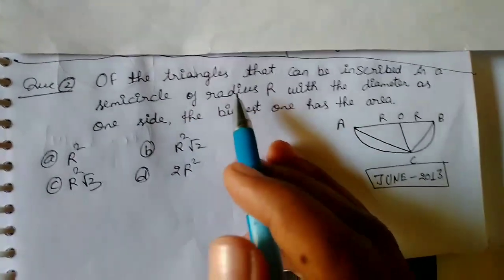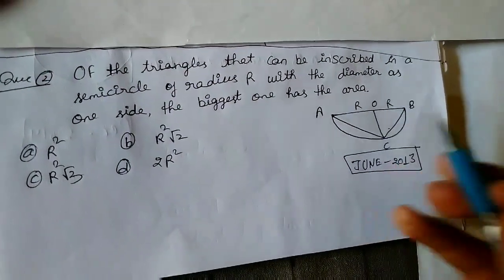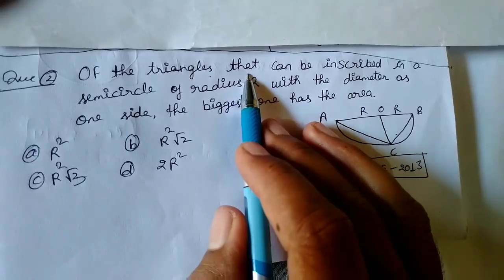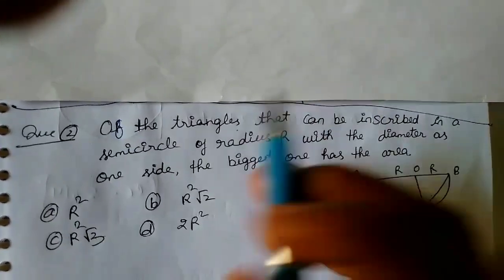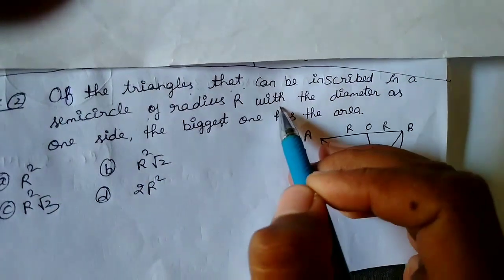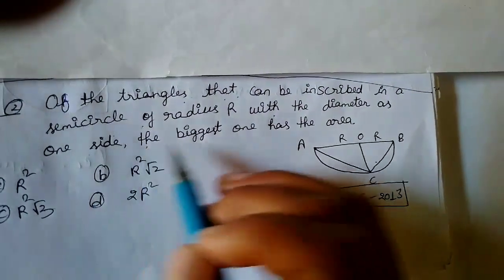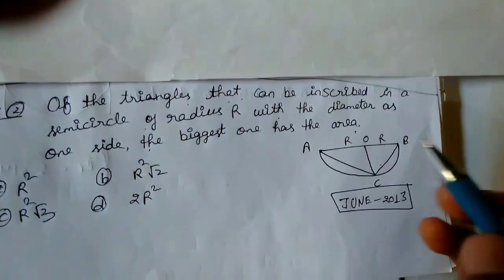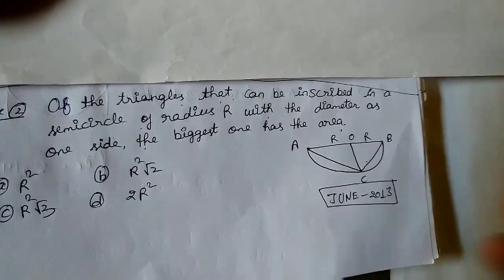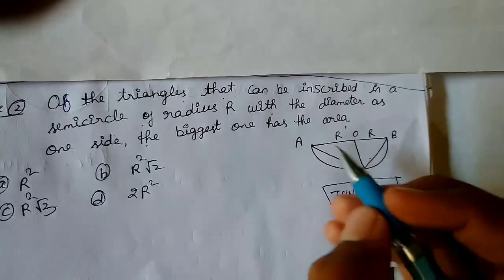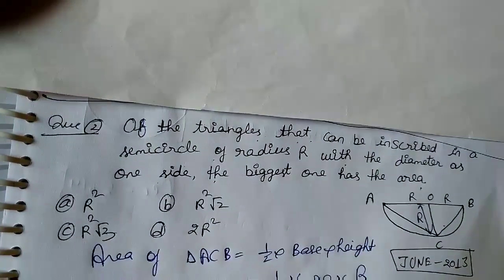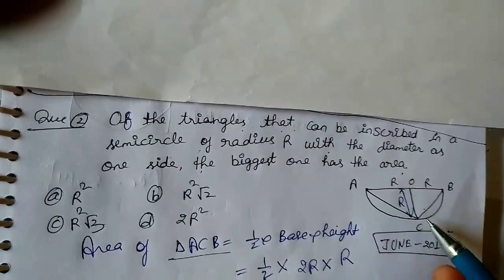Now come to the next question, which is also asked on the basis of area. The question is: of all the triangles that can be inscribed in a semicircle of radius capital R with the diameter as one side, the biggest one has the area. Now you have to calculate the area of the biggest triangle, and from this figure you can easily see that the biggest triangle is ACB.